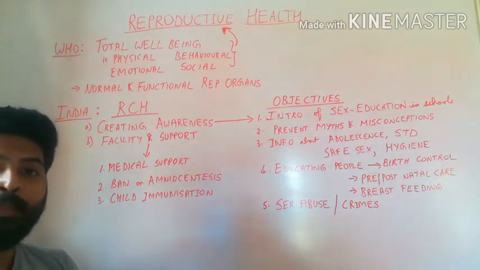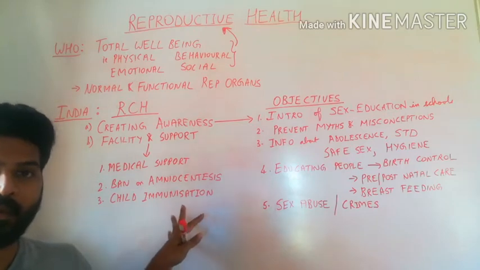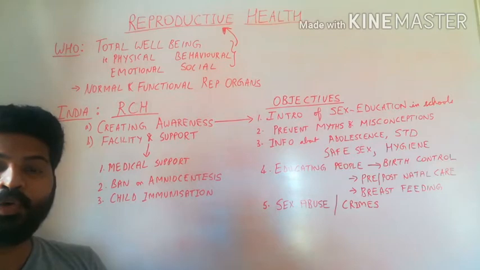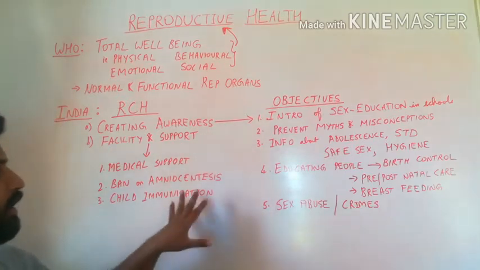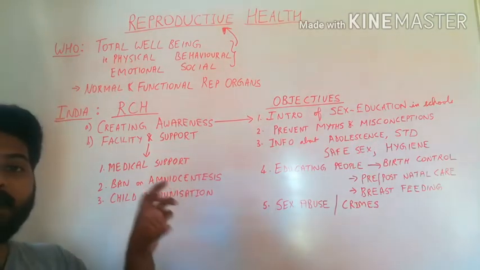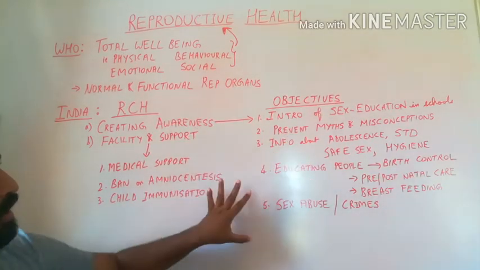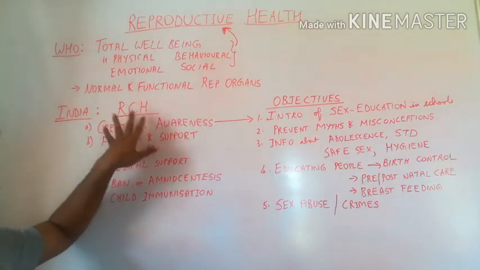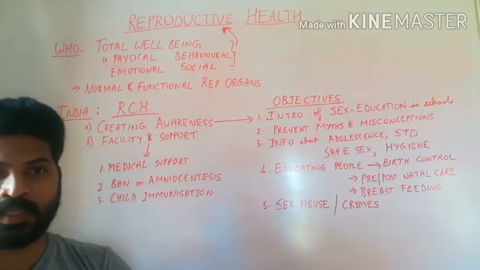And also massive child immunization programs have taken place under this. For example, the pulse polio vaccination program, the BCG vaccination program for small children. All these are very important in creating a healthy society. So these are all objectives and actions that are part of the RCH program, Reproductive and Child Healthcare Programs.